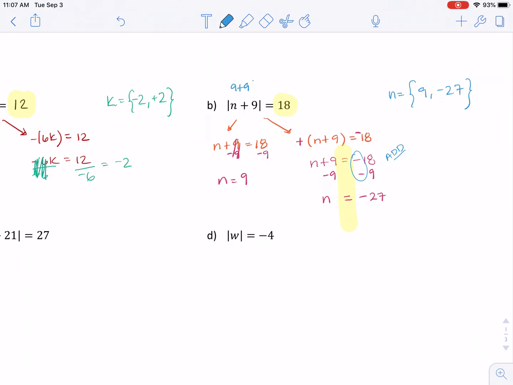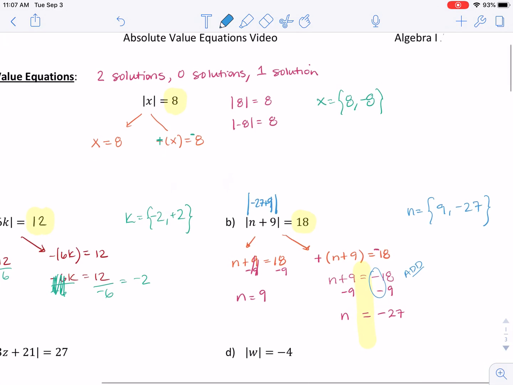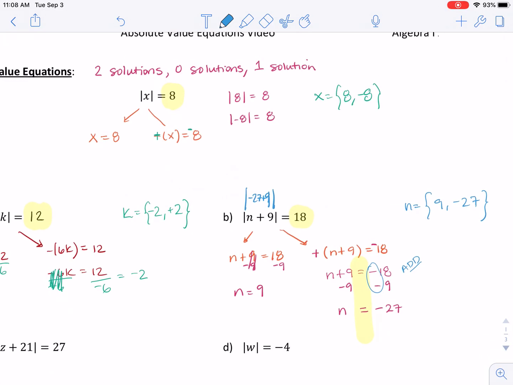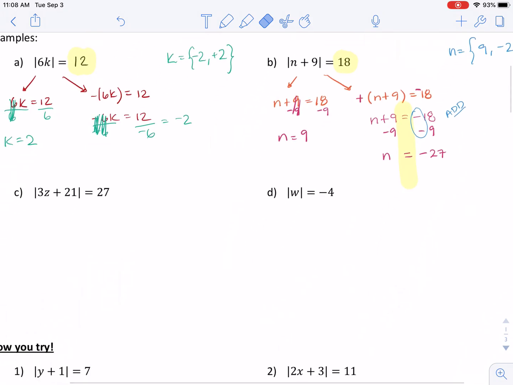9 plus 9, absolute value, totally equals 18. But so does negative 27 plus 9, because negative 27 plus 9 is equal to negative 18. And negative 18, when it comes out of the absolute value bars, is a regular 18. So we're going to try a couple more.